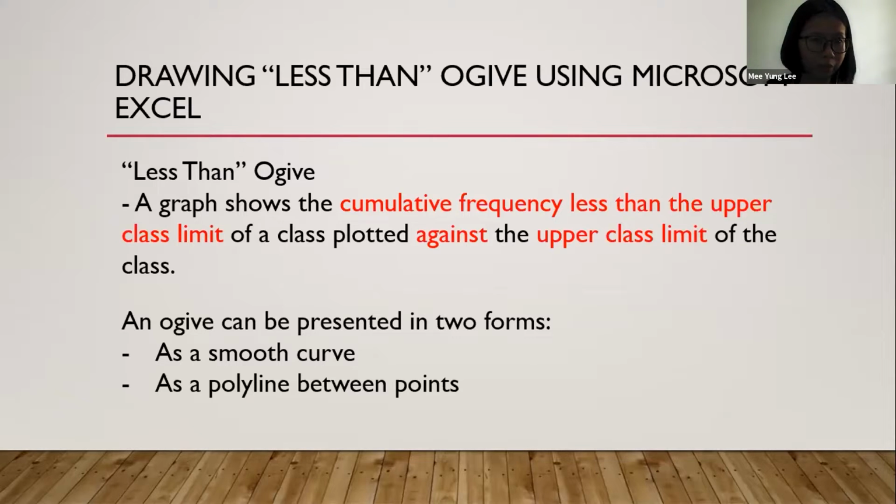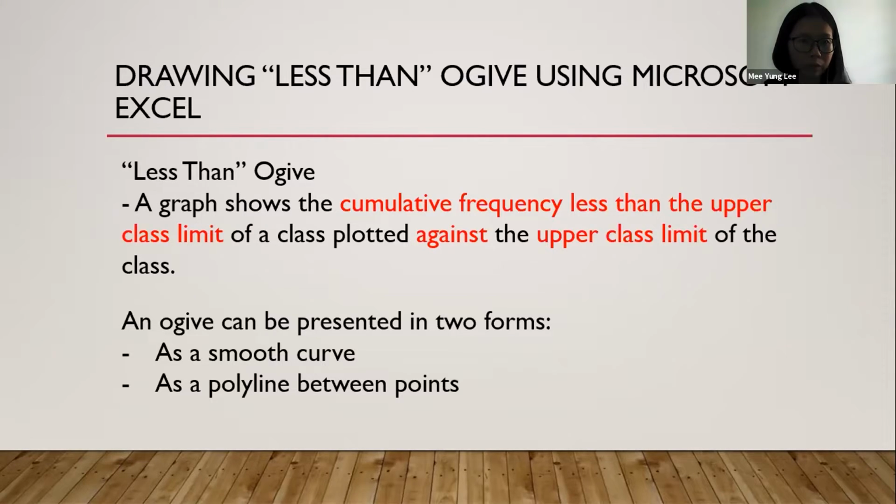This is a brief introduction on what a less than ogive actually is. For ogive, basically, in general, there are two types. One is less than ogive, another one is more than ogive. Most of the students are more familiar with less than ogive. Less than ogive is an increasing curve, whereas more than ogive is a decreasing curve. So today we will focus on less than ogive.